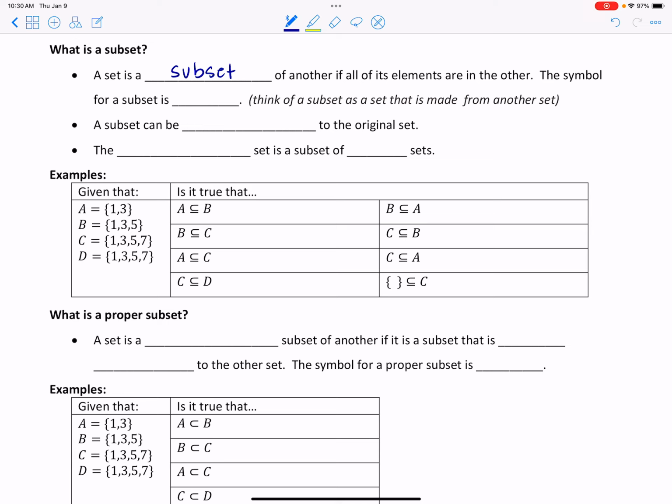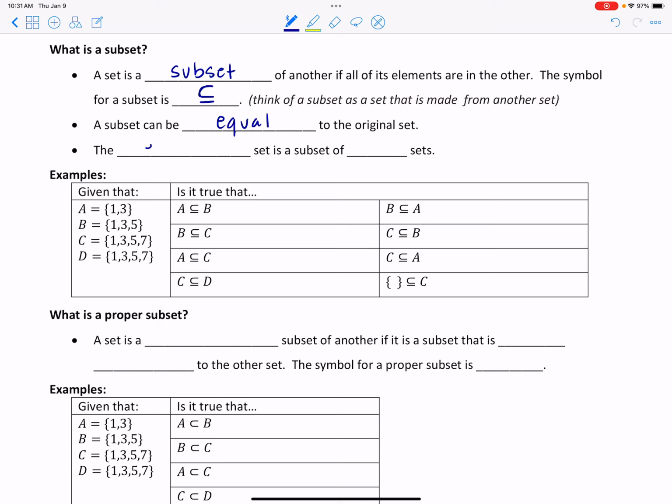Now I'm going to say the word set 80,000 times. I'm so sorry. A set is a subset of another if all of its elements are in the other. So you can think of a subset as a set being made from or coming from another set. And we have a symbol for subset. It sort of looks like a sideways U, and it is underlined. Underlined because a subset can be equal to the original set that it's being made from.